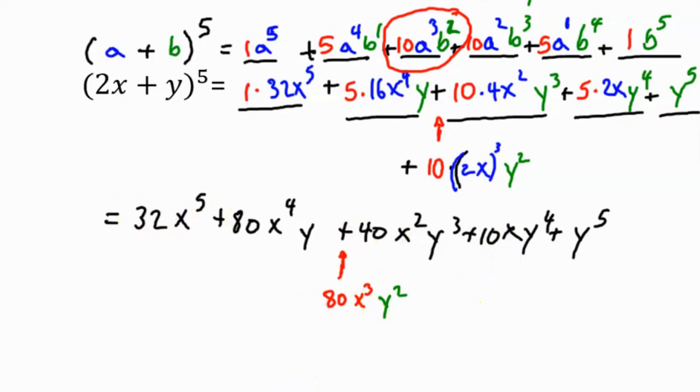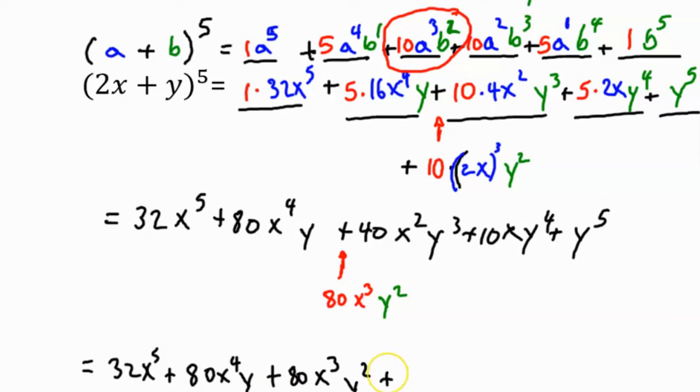So now if we write everything out, 32x to the fifth plus 80x to the fourth y plus 80x cubed y squared plus 40x squared y cubed plus 10x y to the fourth plus y to the fifth.